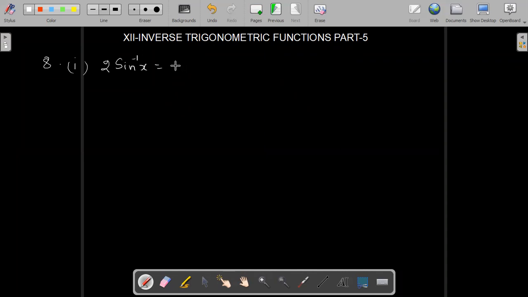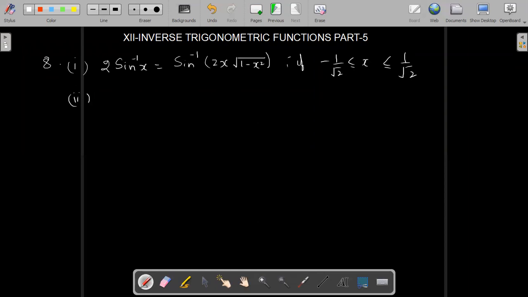Here also there are 3 parts, but in CBSE we will use only this property: 2 sin inverse x equals sin inverse 2x under root 1 minus x square, subject to the condition that x should be between minus 1 by root 2 to 1 by root 2. Two more conditions are there, but we are not taking those because they are not in the CBSE syllabus.